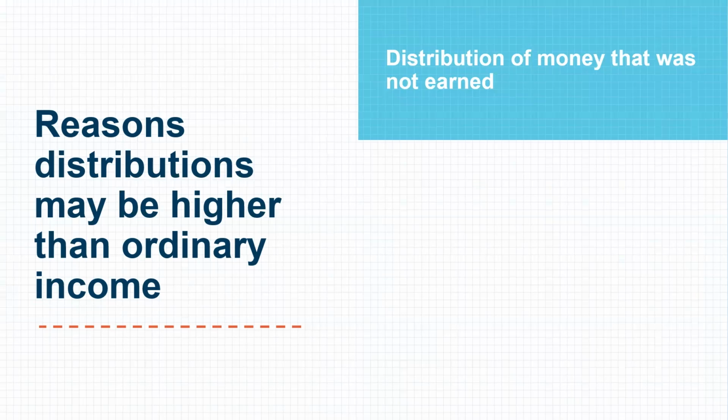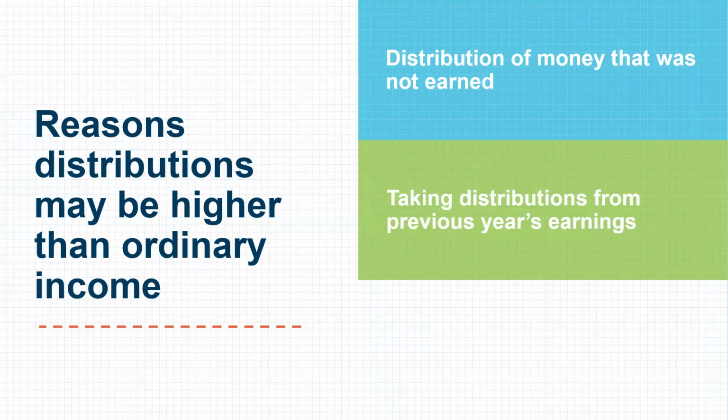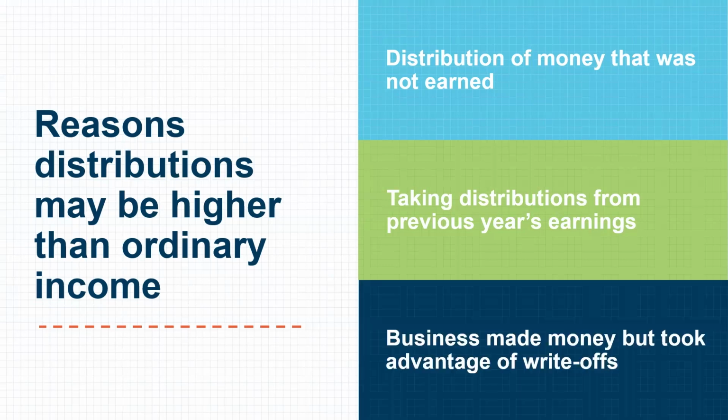First, there's a possibility that the business distributed money that was not earned, perhaps money infused by another source into the business asset account. Second, perhaps the borrower did not take a distribution in the previous year and is now receiving those earnings. Third, the business may have made more money but took advantage of write-offs, such as non-cash expenses.